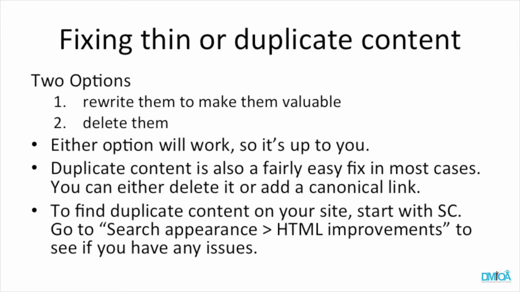If your site has 300 to 500 word articles that don't add much value, you have two options. Rewrite them to make them valuable, or delete them. Either option will work, so it's up to you. Duplicate content is fairly easy to fix in most cases. You can either delete it or add a canonical link. To find duplicate content on your site, start with Search Console, go to Search Appearance, HTML Improvements, and see if you have any issues.